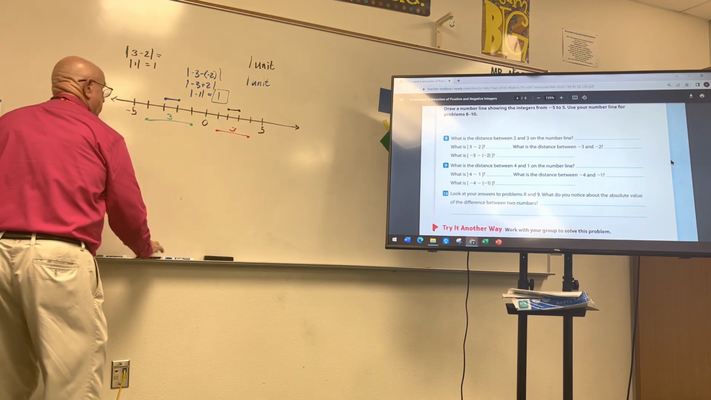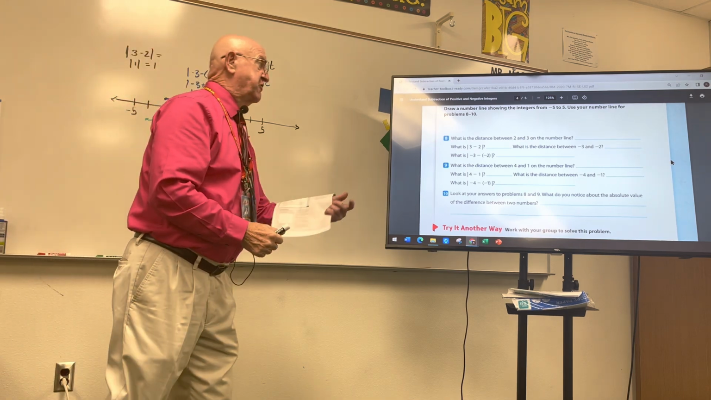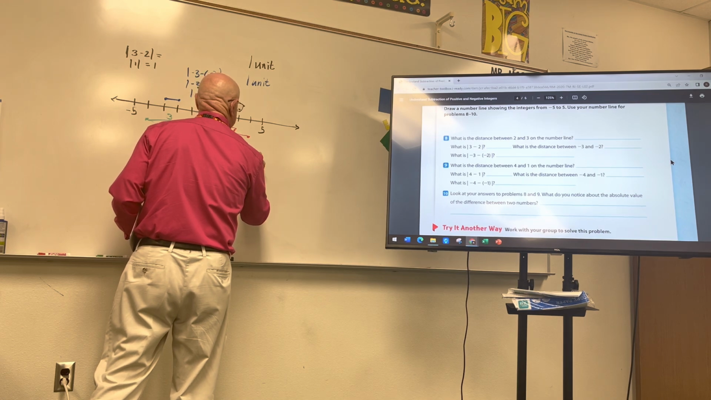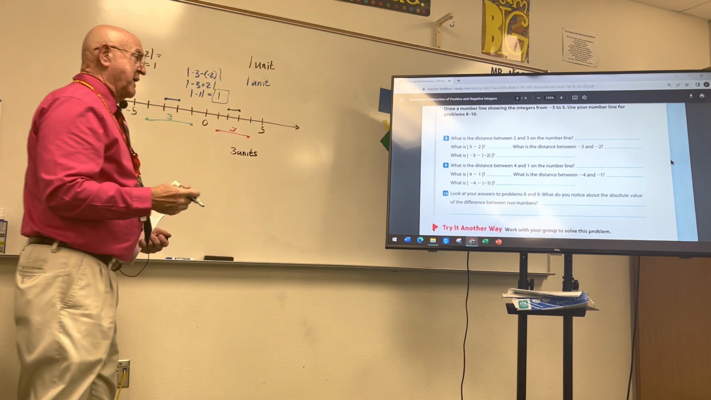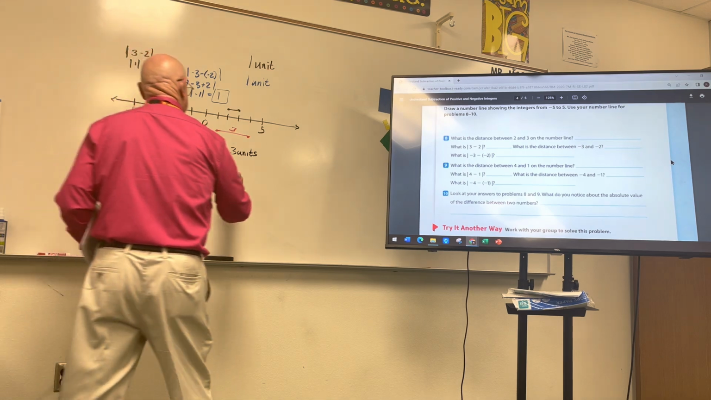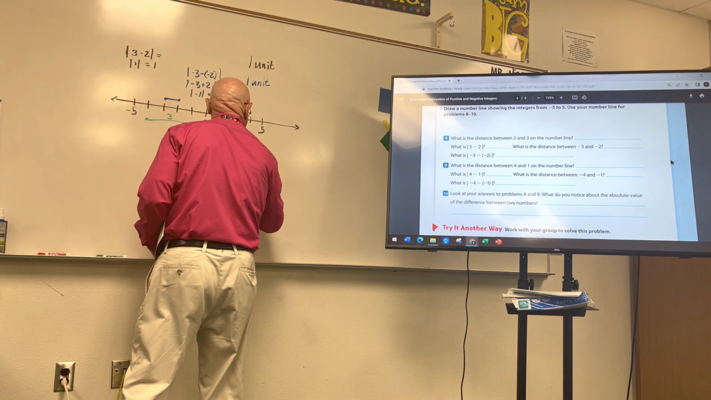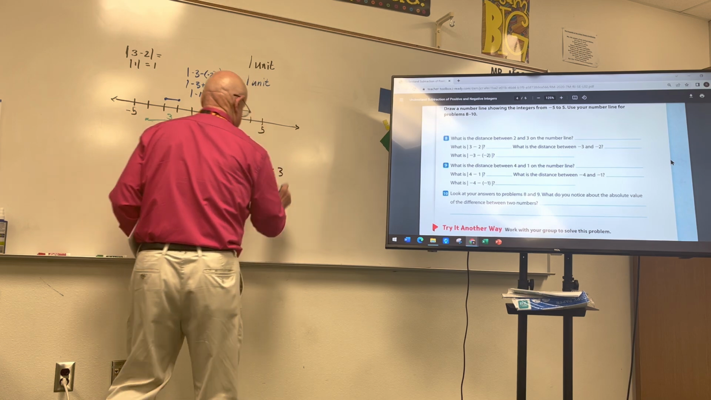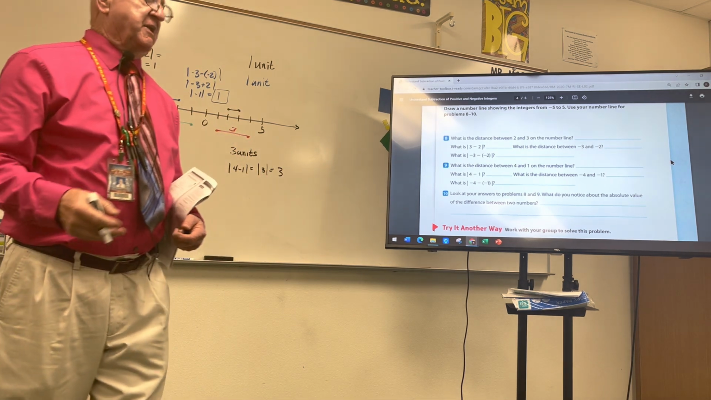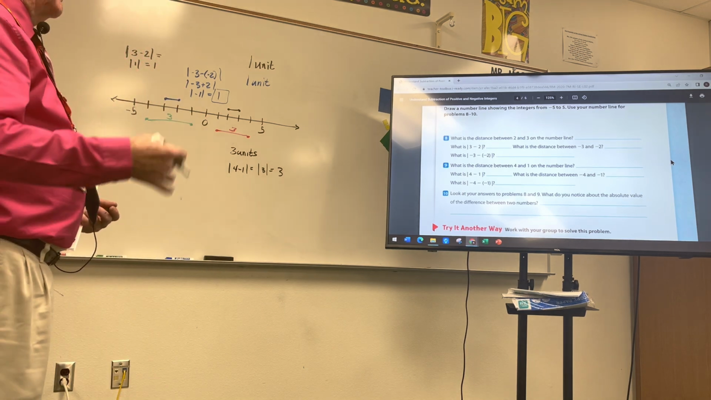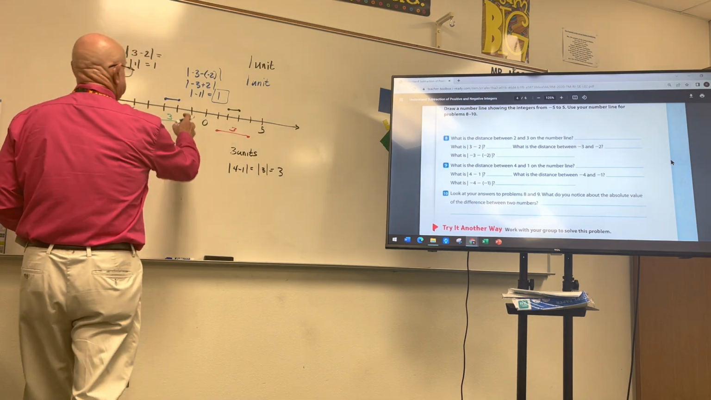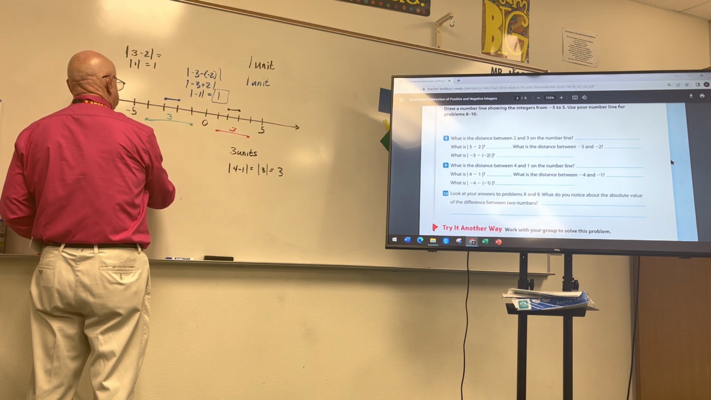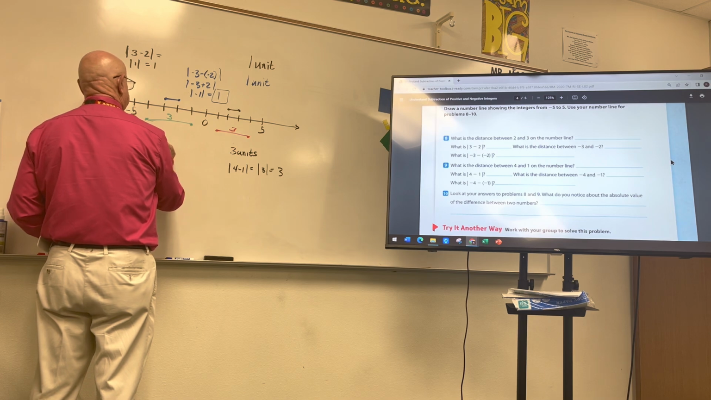All right? So the answer to what's the distance between 4 and 1 on a number line is going to be 3 units. Okay? Then they want to know the absolute value of 4 minus 1. The absolute value of 4 minus 1 is equal to the absolute value of 3, which is 3. All right? Now they ask us what's the difference between -4 and -1. Well, from -4 to -1, it's 3. Then they want to know the absolute value of -4 minus a -1.